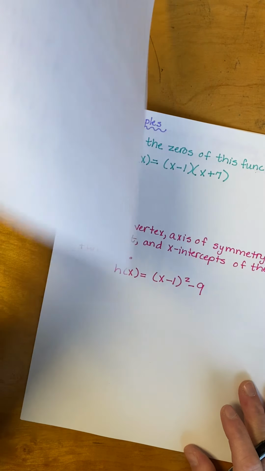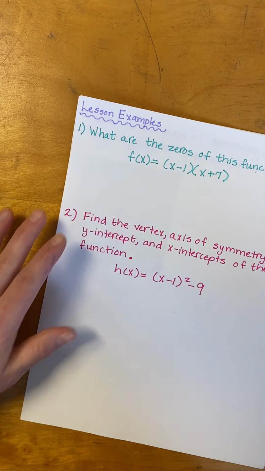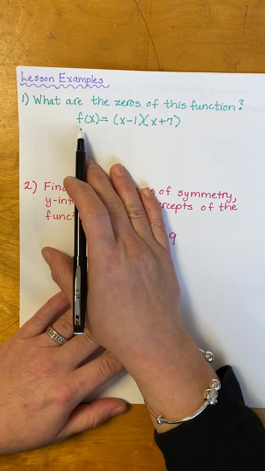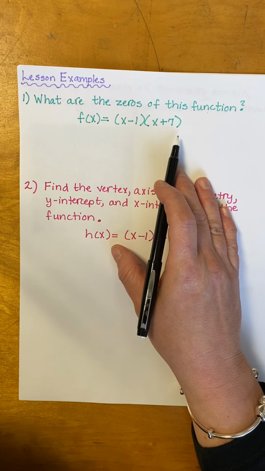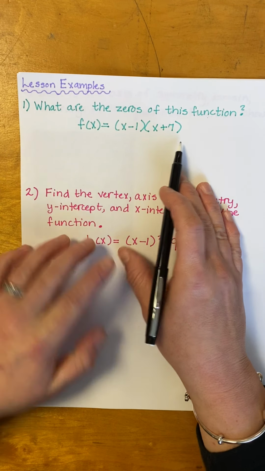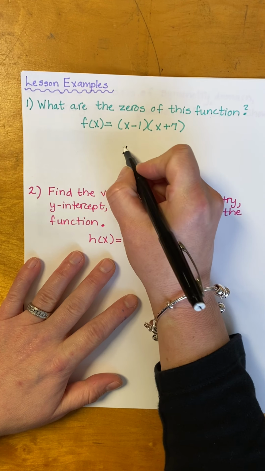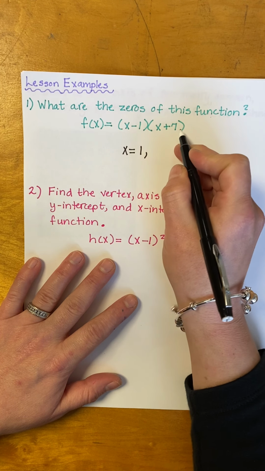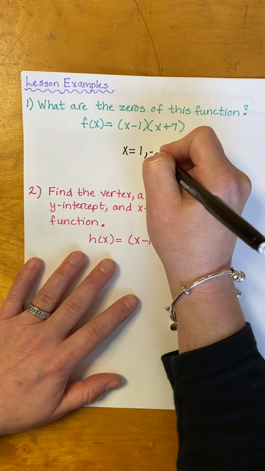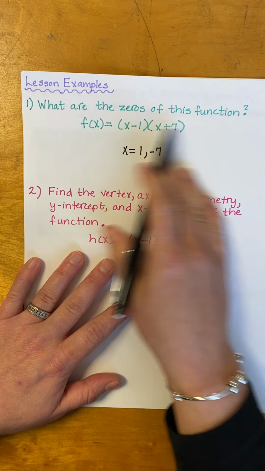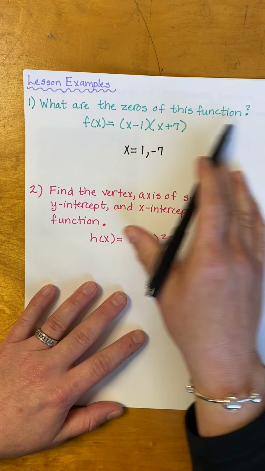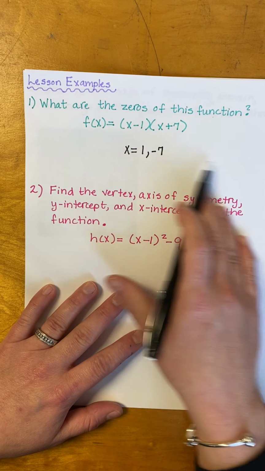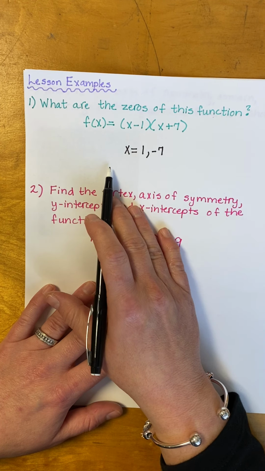All right, let's look at some examples that are on your lesson questions or like your lesson questions. For the first one, it says, what are the zeros of this function? And they give us a function that is factored, but remember, roots are real, factors are fake. So instead of minus 1, that means my zero or my root would be positive 1. Instead of positive 7, my root would be the opposite, which is negative 7. So the zeros, roots, solutions, x-intercepts of this function are 1 and negative 7. If I looked at this on a graph, it would go through the x-axis at positive 1 and negative 7.